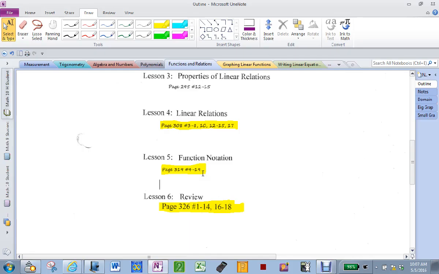Ladies and gentlemen, please ensure you actually fill in your functions checklist by Monday.